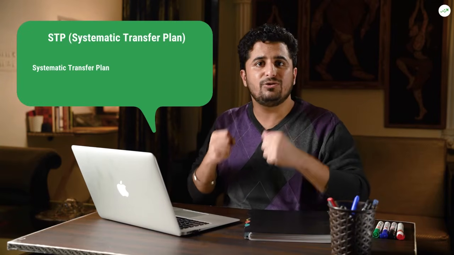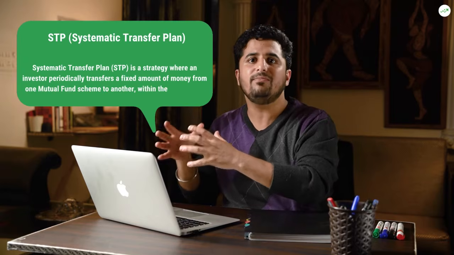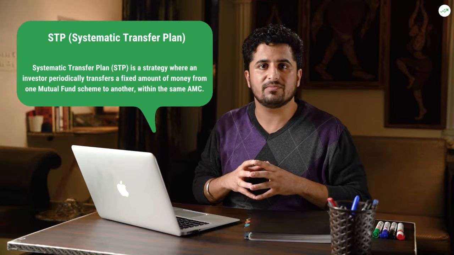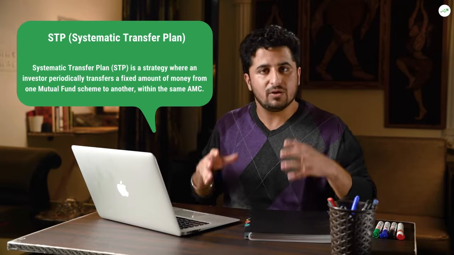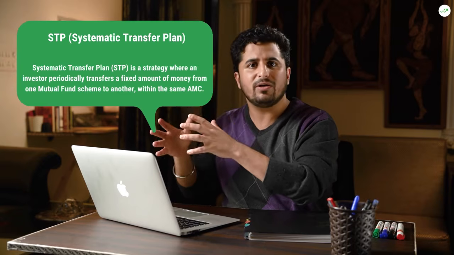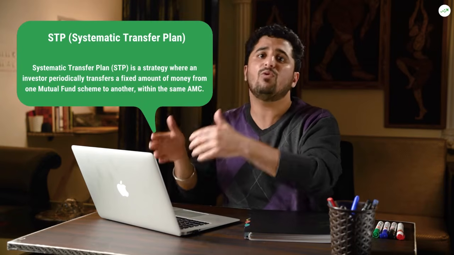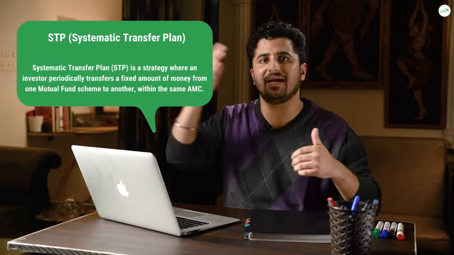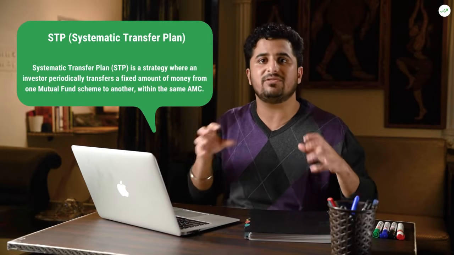And this is something that is very, very useful when we get a bonus, and I'll explain that in a moment. So what is a systematic transfer plan? As the name suggests, transfer. It is used to transfer your money from one mutual fund scheme to another mutual fund scheme, but within the same AMC. For example, if you invested into an SBI scheme, you can transfer your money from that SBI scheme only to an SBI scheme, not into an ICICI, HDFC or Kotak, right? So within the AMC only. That is what a systematic transfer plan is.